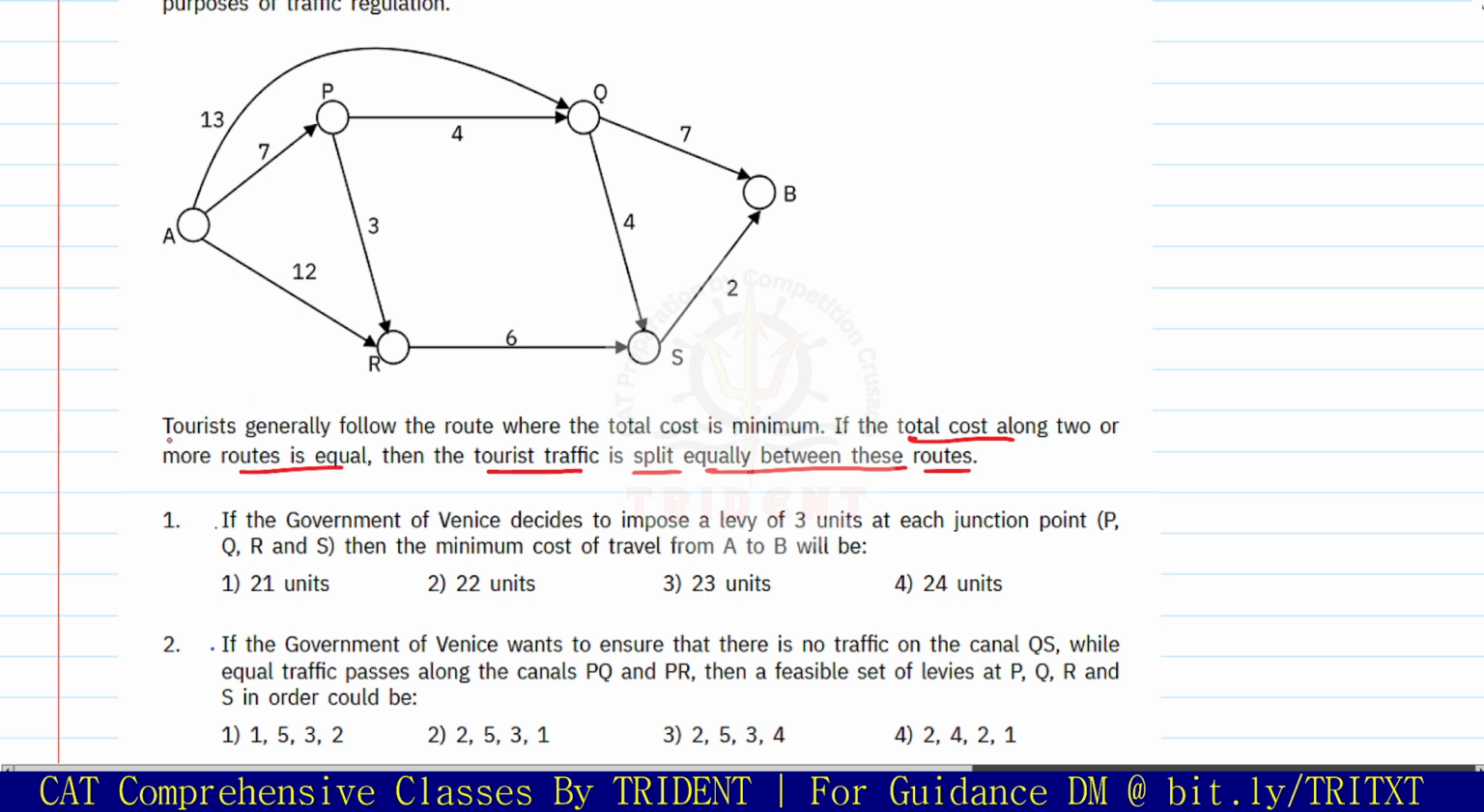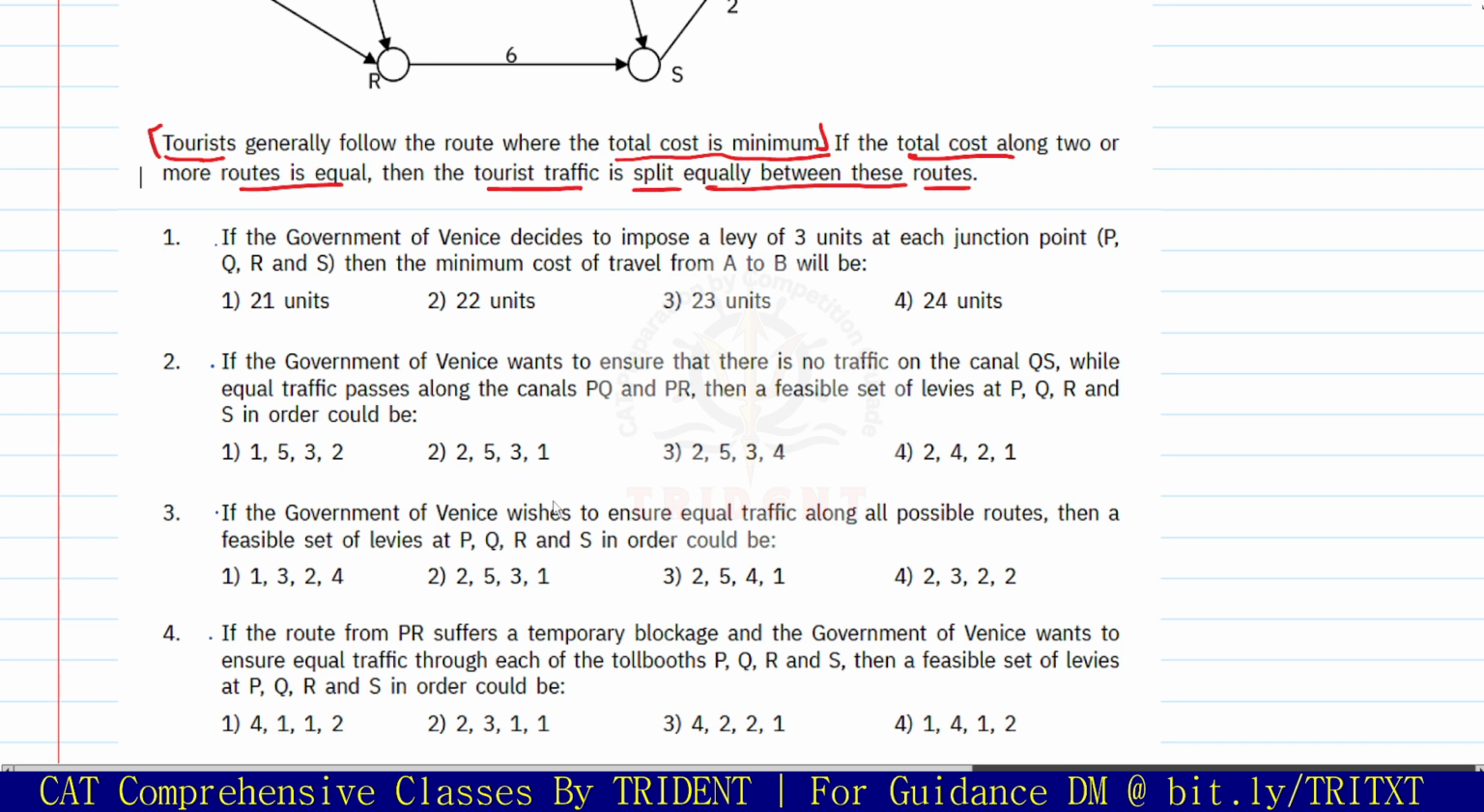And tourists have this habit of generally following the route where the total cost is minimum. Obviously this is something that we do all the time, right? Now if you look at the questions: if the government of Venice decides to impose a levy of 3 units at each junction point P, Q, R, S, then the minimum cost of travel from A to B will be. The second one also starts with if, and the first one also started with if. So all these questions are if questions.